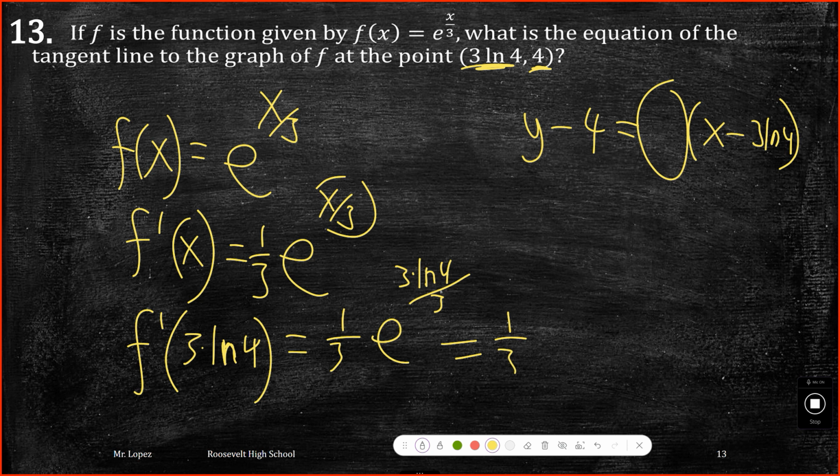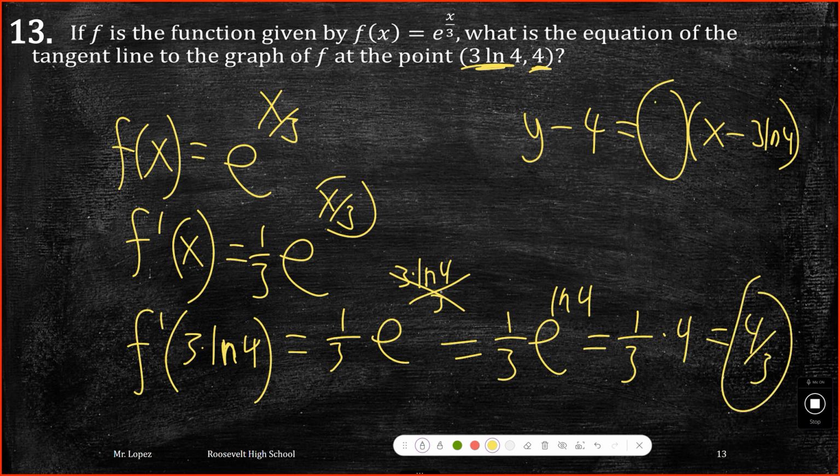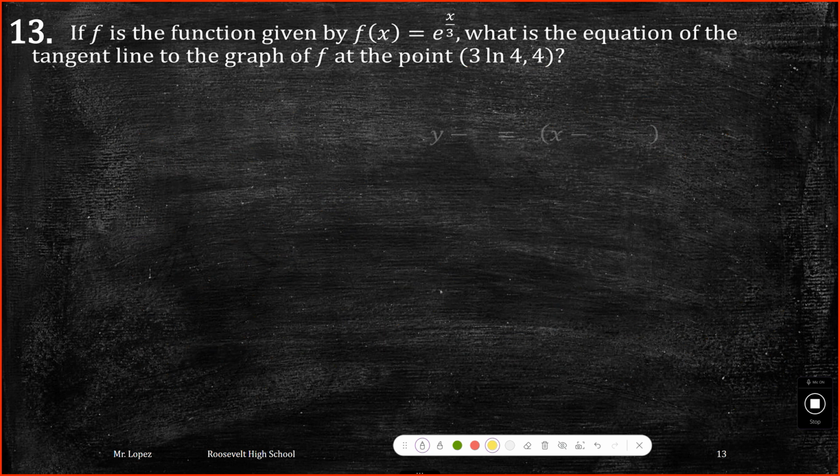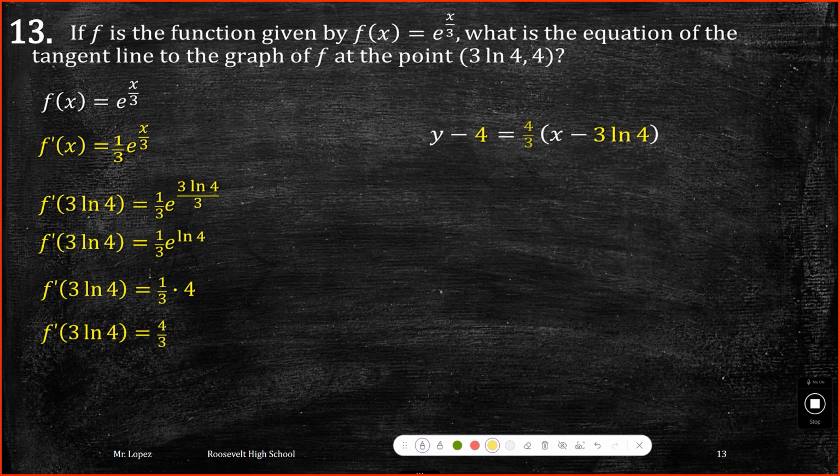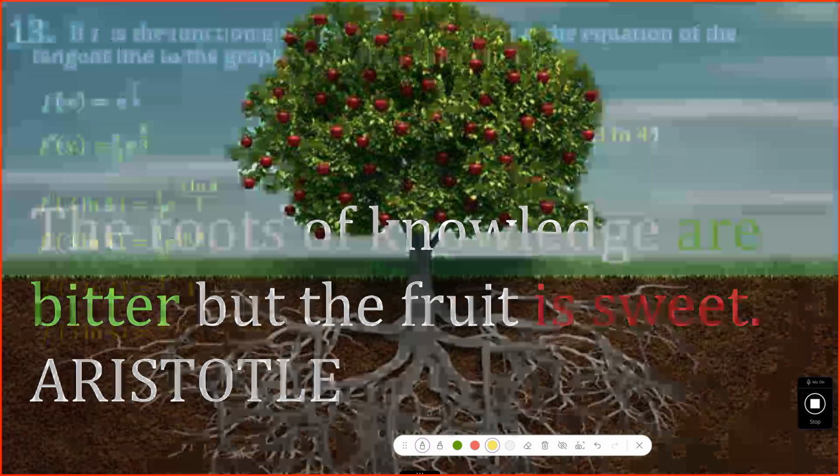Continue, we got 1/3. Well, 3 and 3 cancel out. And then we got e to the ln 4. E and ln cancel out. So we got 1/3 times 4. And so now we got 4/3. And so that is the rate of change that goes here. All right, and we're done.